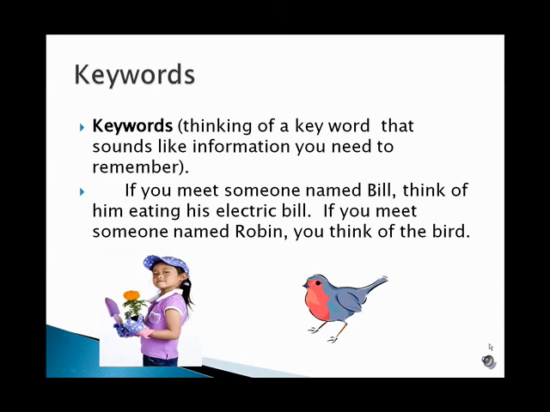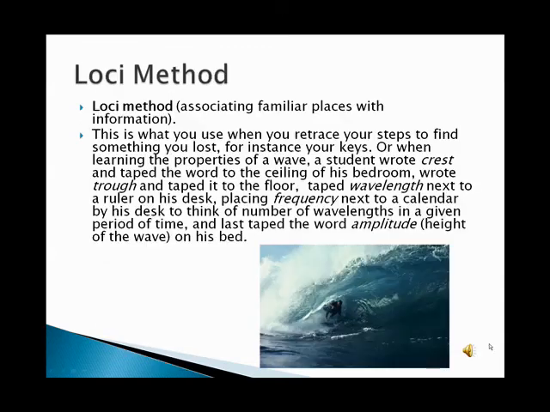The loci method: associating familiar places with information. This is what you use when you retrace your steps to find something you lost, for instance, your keys. Or when learning the properties of a wave, a student wrote crest and taped the word to the ceiling of his bedroom, wrote trough and taped it to the floor, taped wavelength next to a ruler on his desk, placed frequency next to a calendar by his desk to think of the number of wavelengths in a given period of time, and last taped the word amplitude, height of the wave, on his bed.